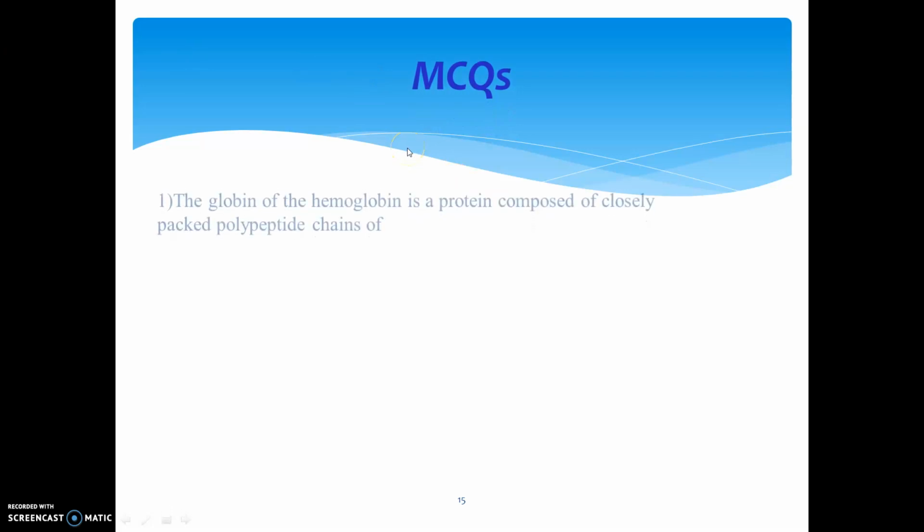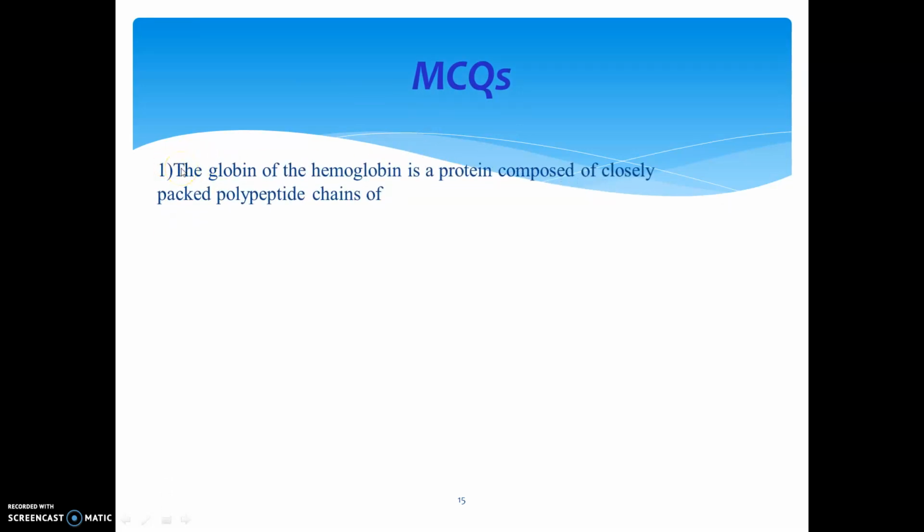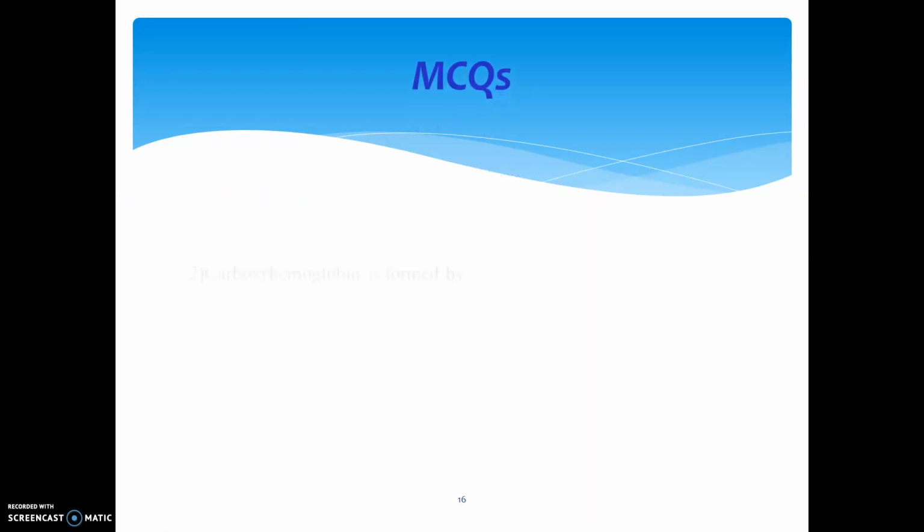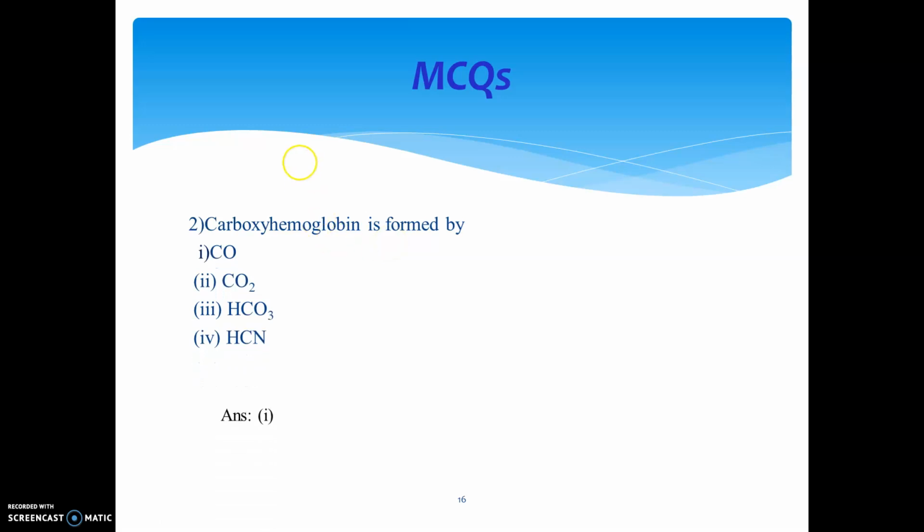Here are some MCQs. The first question is, the globin of the hemoglobin is a protein composed of closely packed polypeptide chains of. There are 4 options here, and the answer is the second one, that is 4 parallel layers. Second question is, carboxyhemoglobin is formed by. Answer is the first one, that is carbon monoxide.